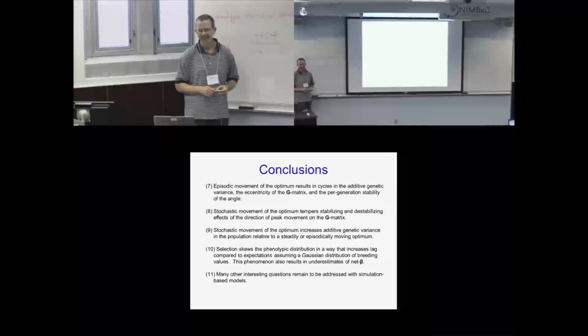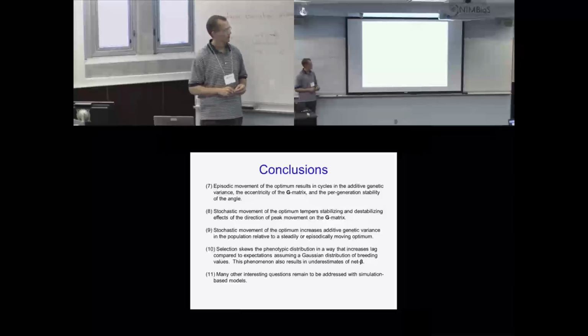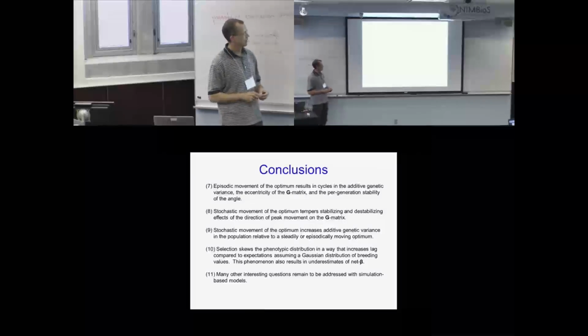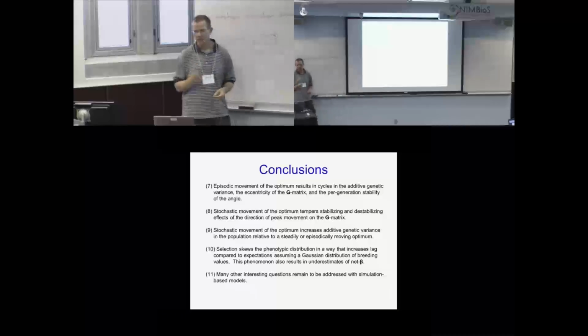But in point 10, you kept saying that selection skews the phenotypic distribution, but I always thought you were talking about the distribution of genetic values. Is that what you meant to say? Because look at the way you've got your sentence: it skews the phenotypic distribution compared to genetic values. I mean, in our model, you have to have skewed genetic values. It does both.